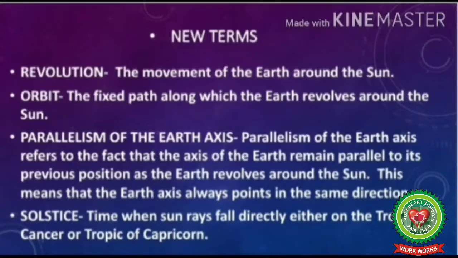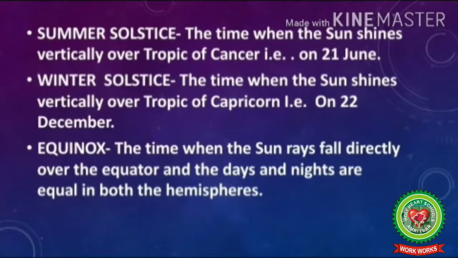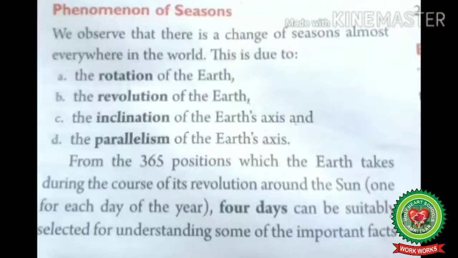Number 4, solstice. Time when the sun rays fall directly either on the Tropic of Cancer or Tropic of Capricorn. Next we have summer solstice. The time when the sun shines vertically over Tropic of Cancer, that is on 21st of June. Winter solstice, the time when sun shines vertically over Tropic of Capricorn, that is on 22nd of December. And at last we have equinox, the time when sun rays fall directly over the equator and the days and nights are equal in both the hemispheres.